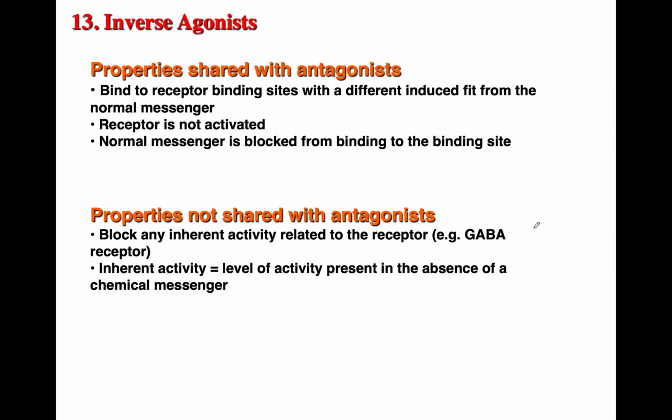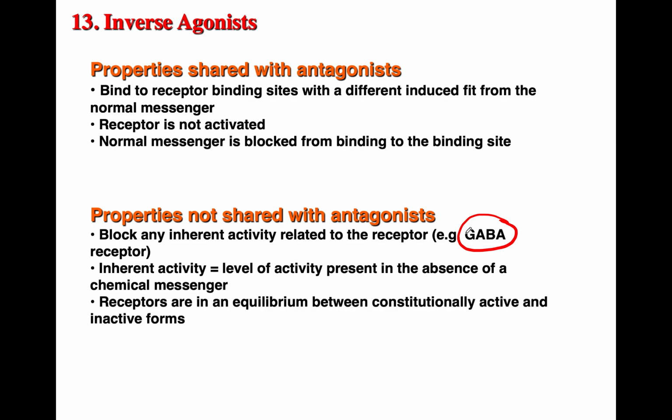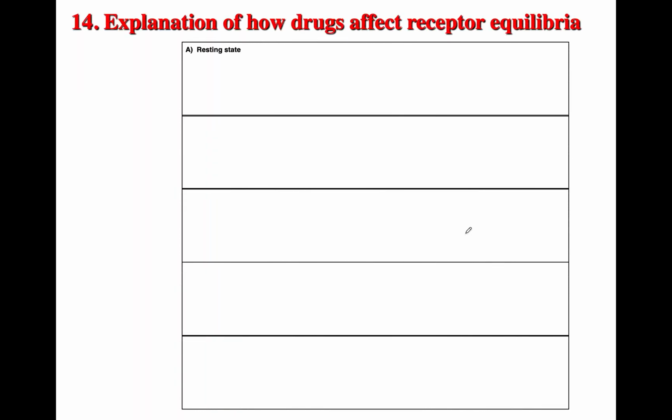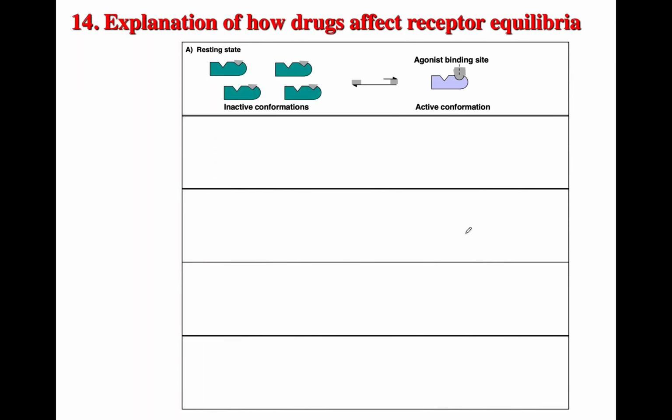So, for instance, the GABA receptor by itself has inherent activity, and that means the level of activity that is there even in the absence of a messenger. So those receptors are in equilibrium. You have active forms of the receptors and you have inactive forms of the receptors, and they are all in equilibrium. So for instance here, you have different conformations. This is the inactive conformation and this is the active conformation.